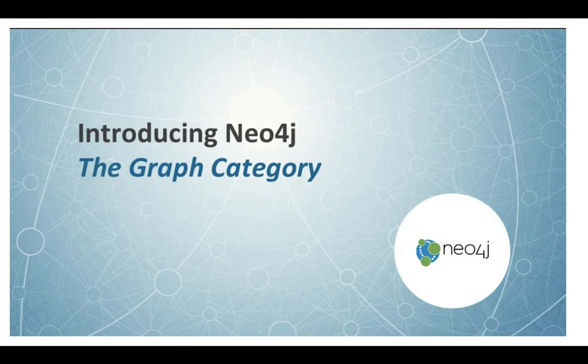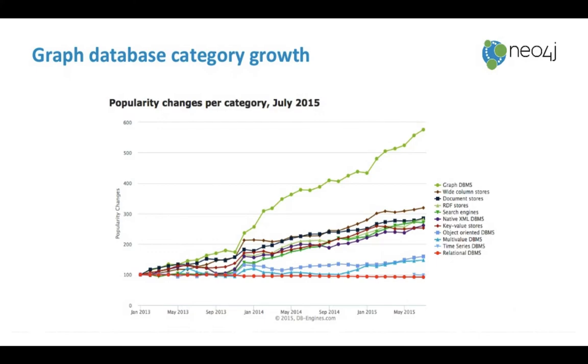So let's see the graph category. In this graph, you can see we have all kinds of database management systems, whether it's a relational database management system, time series, multi-value, object-oriented, key-value stores, search engine, document-based stores, wide column stores, or a graph database management system. You can see the popularity changes as per category. So nowadays, people are going for graph database management systems.